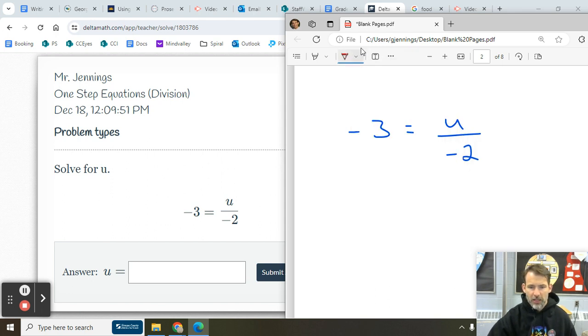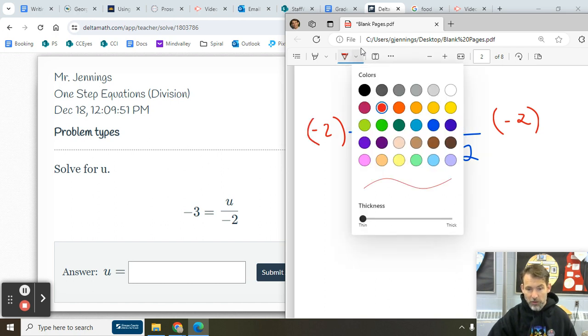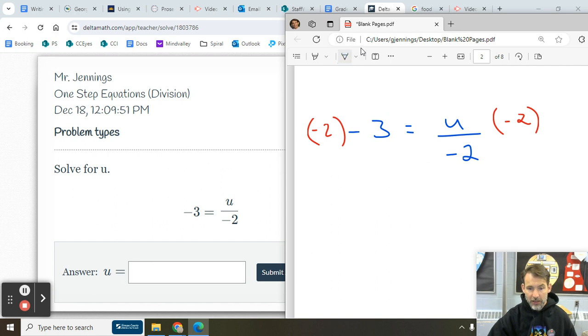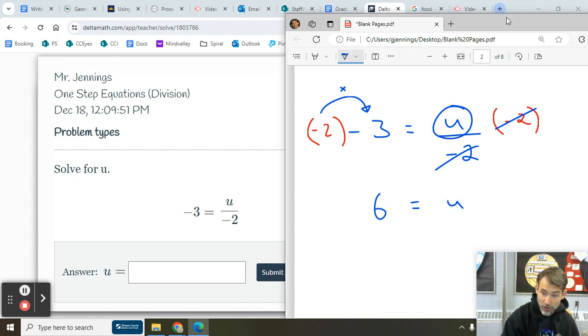Mr. Jennings, I think I'm getting this because I noticed that division was the opposite of multiplication. So wouldn't multiplication be the opposite of division? Yes, you are right. Here I multiply both sides by minus 2. And when I multiply by minus 2, then I get this thing happening here. See, minus 2 cancels minus 2. That isolates my variable. And then I have minus 2 multiplied by minus 3. That will be positive 6. 6 equals u.